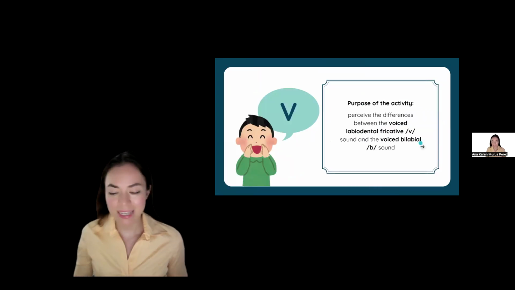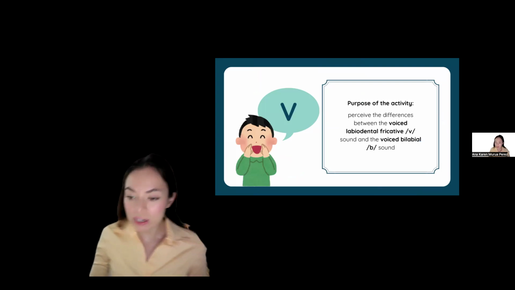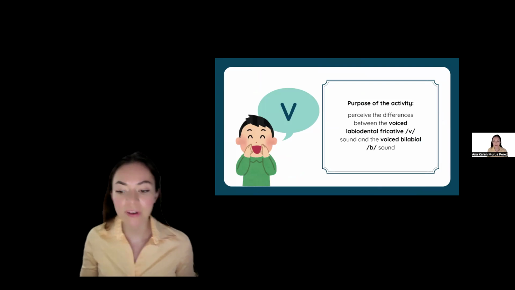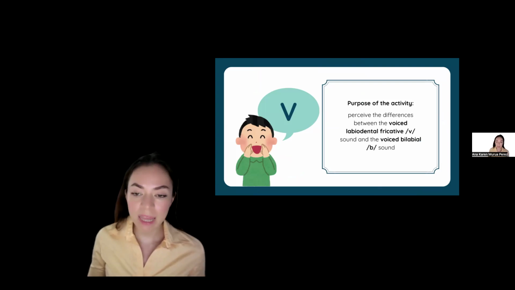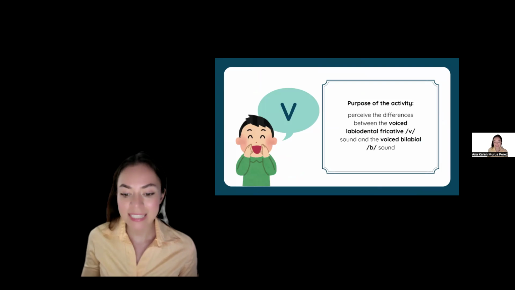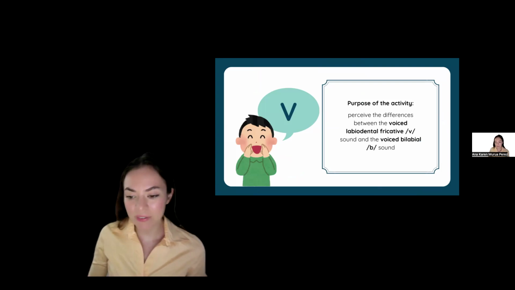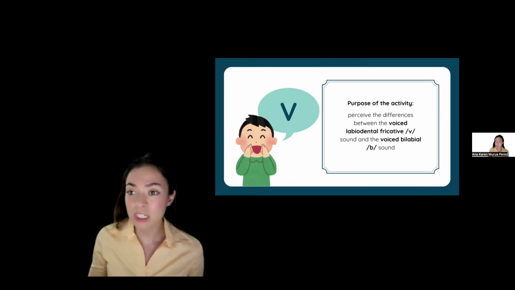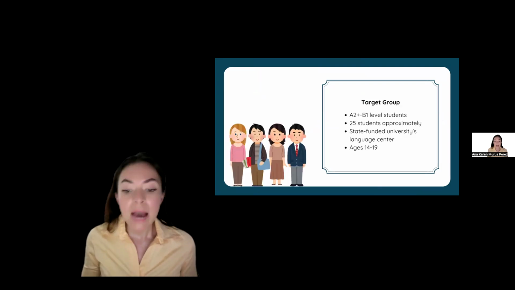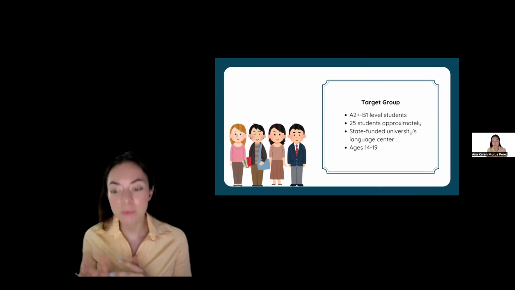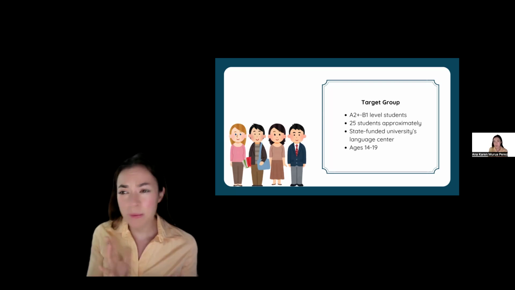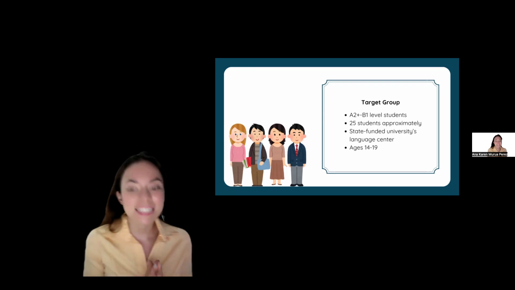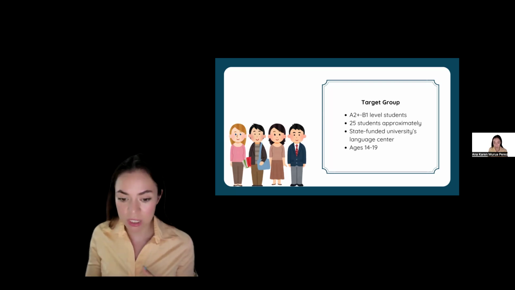The purpose of this activity is to help my Spanish-speaking learners perceive the differences between the voiced labiodental fricative V sound and the voiced bilabial plosive B sound through awareness-raising activities, minimal pair practice, and communicative interaction to make it much more meaningful for the learner. My target group is A2 plus to B1 level students. It is a group of approximately 25 students ages 14 to 19 years old at the state-funded university's Language Center.